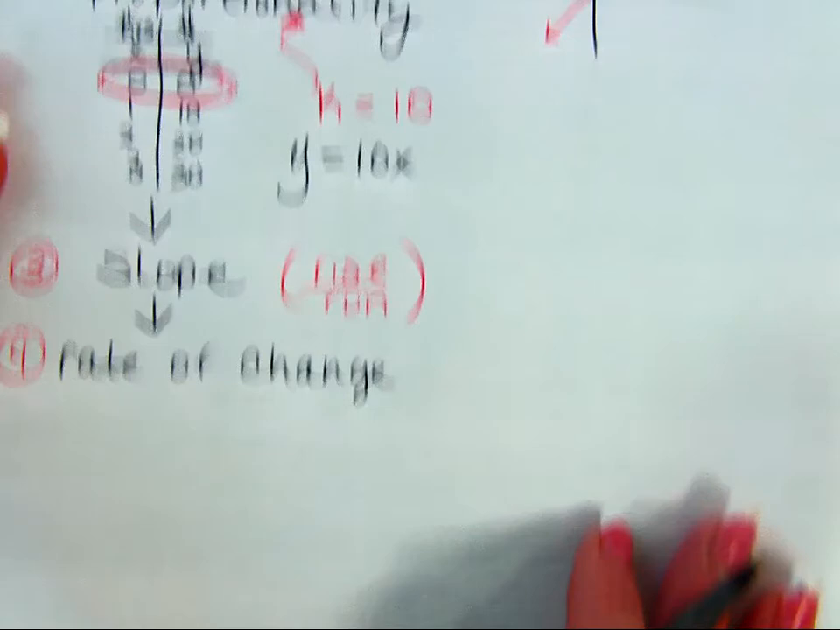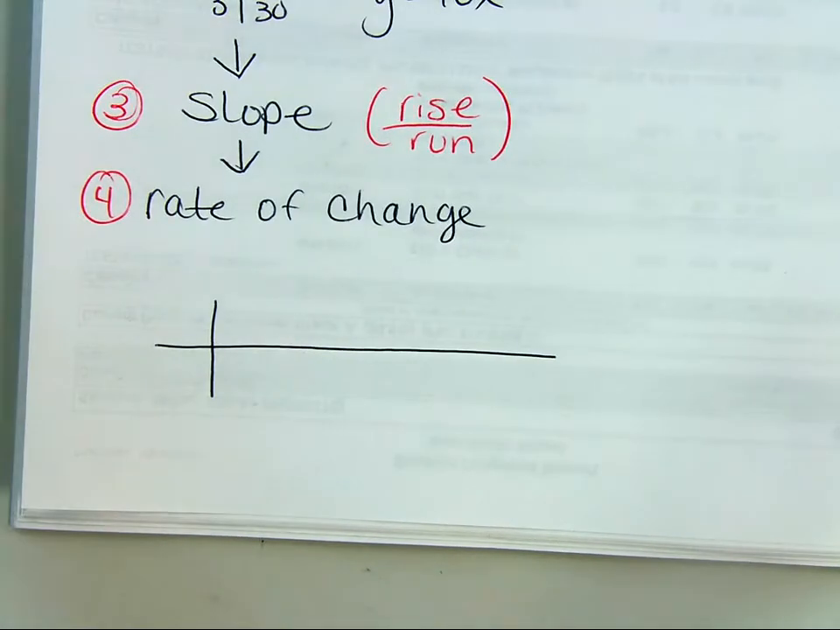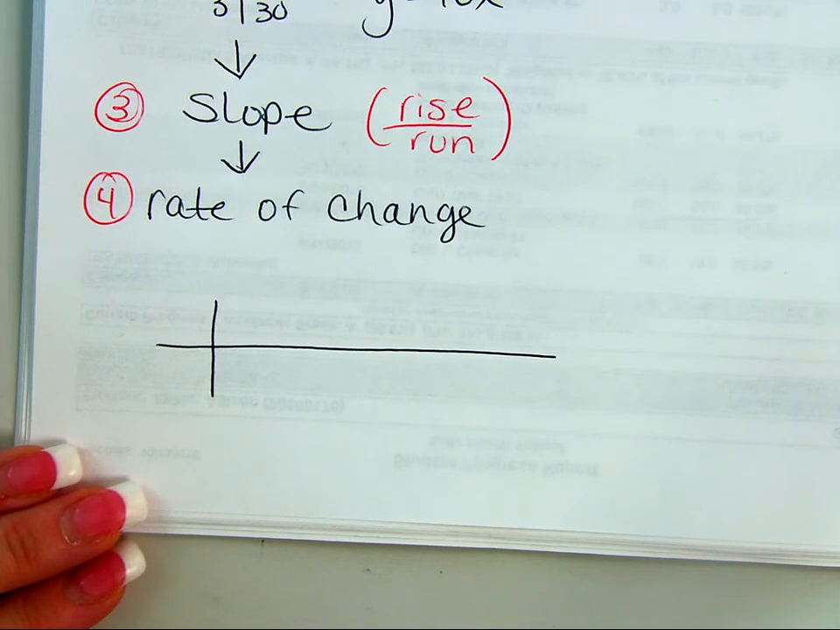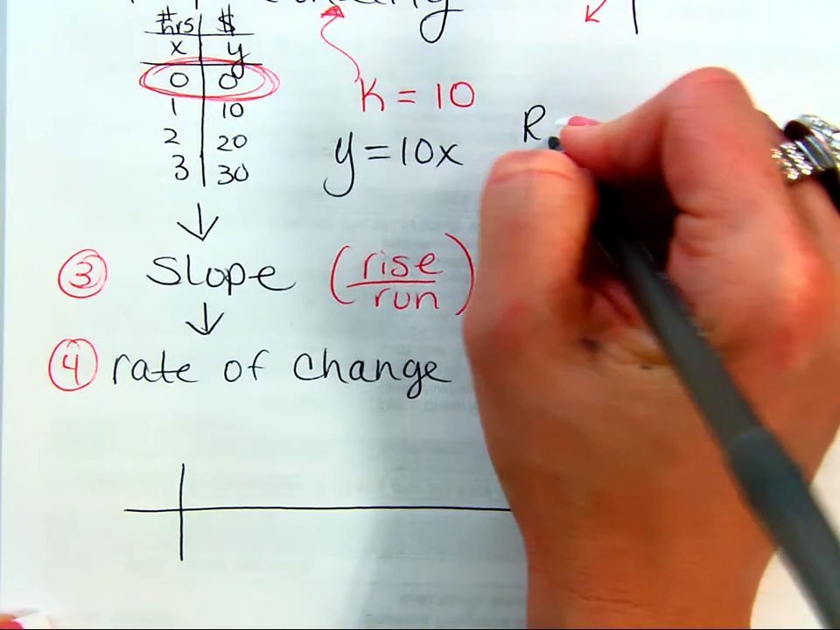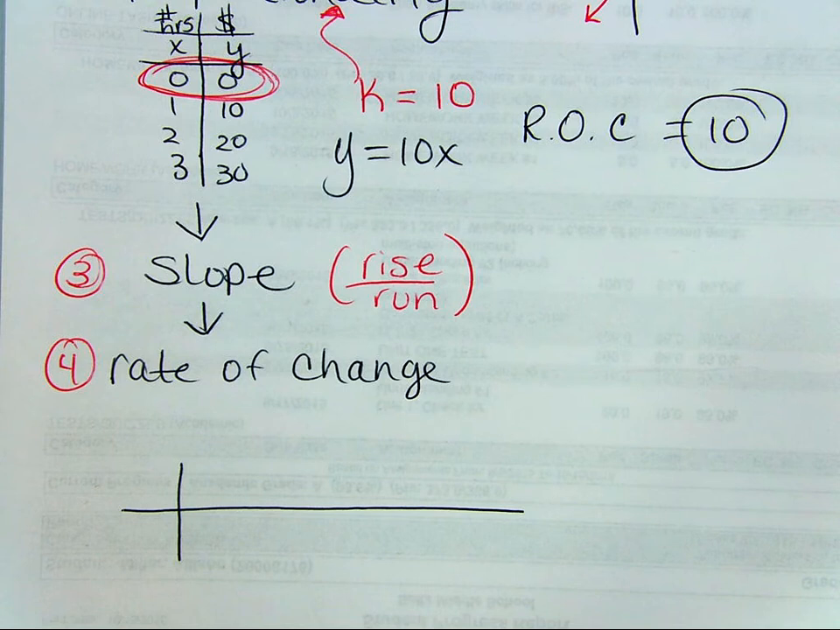Then let's take a look at some of our other tables, because you're going to see them sideways as well. Everybody was okay with finding the rate of change here. The rate of change for this table was 10. Piece of cake, right? How much for 1 hour, how much for 1 mile, how much for 1 minute, whatever that is.